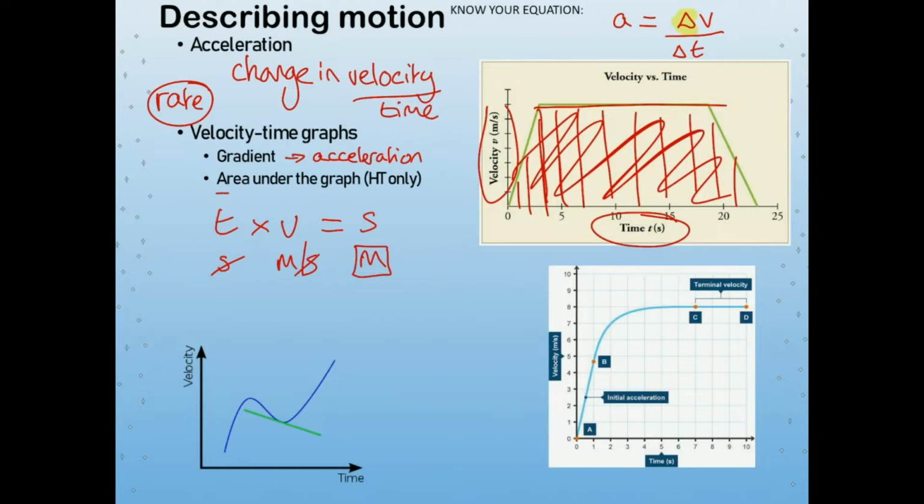So the area under the graph, which is the higher tier skill, just to calculate the area under the graph, it's a higher tier skill. It gives you displacement.